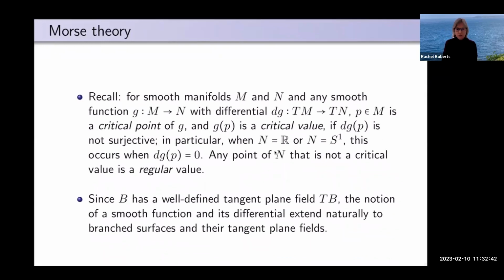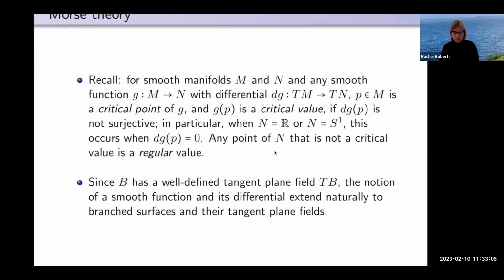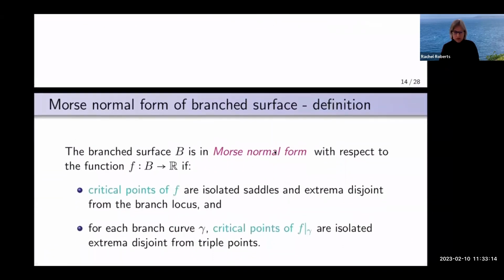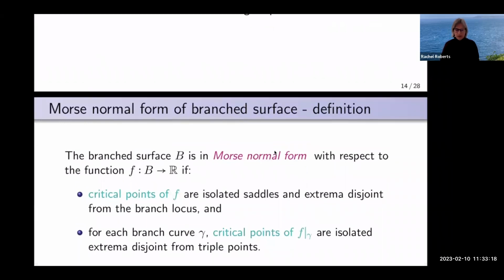So we're thinking about our branch surface as smoothly embedded. So we have a smooth tangent plane field. And so we have a notion of smooth function from a branch surface to R or to S1. And the notion of differential extends to this branch surface picture and the tangent plane fields. And we want to say, well, let's think about choosing nice functions. And again, we could replace R with S1 if we wanted. So let's think about this function that goes from a branch surface to R. And we're going to make the following definition: F is in Morse normal form if the critical points of F are isolated saddles and extrema disjoint from the branch locus.